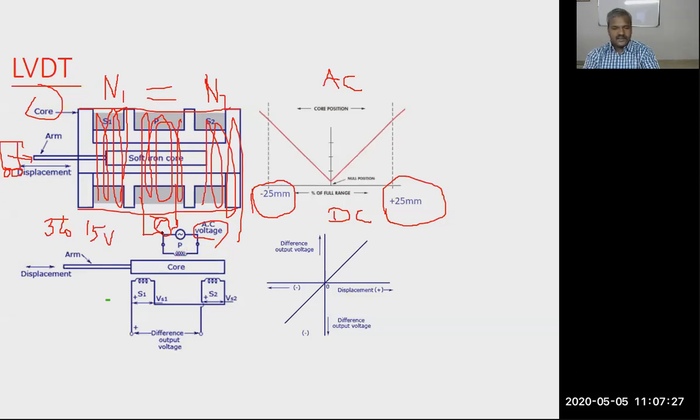You should excite this coil with very high frequency. If you excite the coil with very high frequency, you will get more output from the secondary. There are two secondary coils with an equal number of turns. These secondary coils are connected in series, but their EMFs should be in opposition.